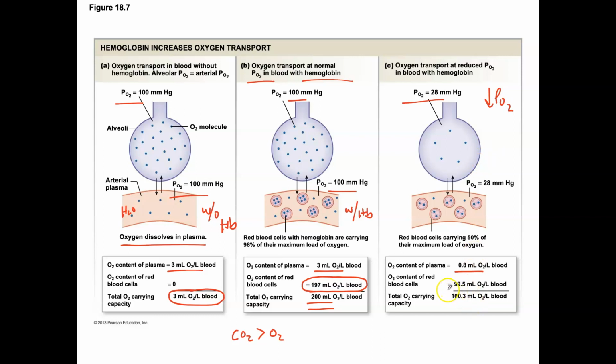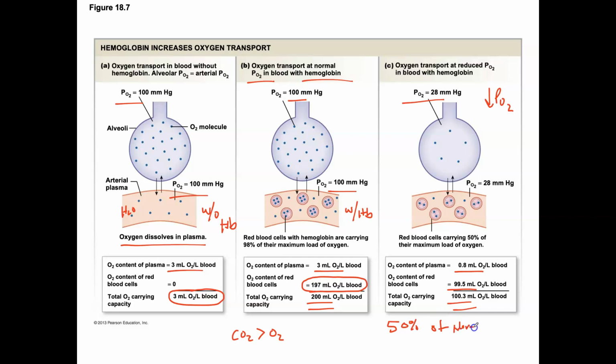We're still able, though, to bind oxygen to hemoglobin. So that's 99.5 milliliters of oxygen per liter of blood, about 0.8 milliliters of oxygen per liter of blood that just dissolves directly into the blood plasma. So that gives us a grand total of 100.3 milliliters of oxygen per liter of blood. That's a good number, but that is 50% of normal.